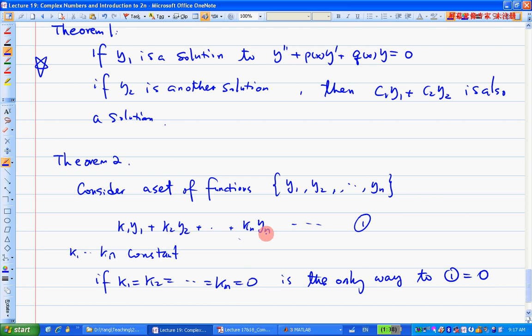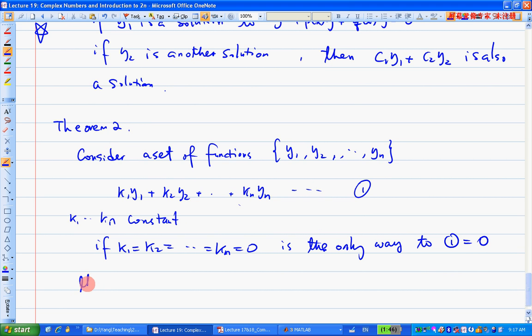Is that clear? Maybe not the only way, right? Maybe this is 2 or 3, and you add them up, it's 0. That's possible. But under a certain situation, if all of these being 0 is the only way to make it 0, then this y1 up to yn, this whole set of functions, we call them linearly independent.